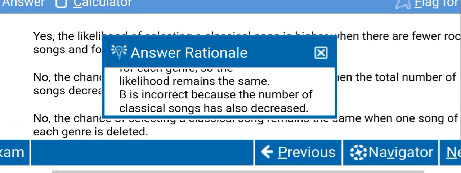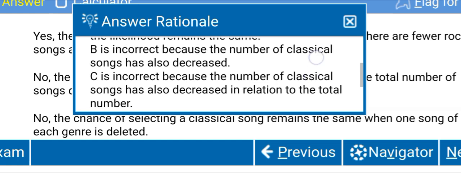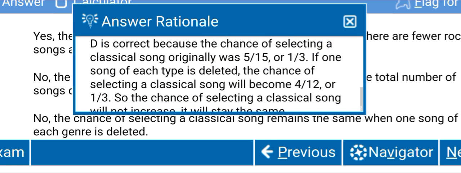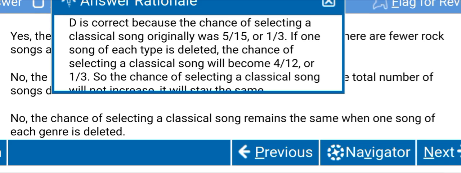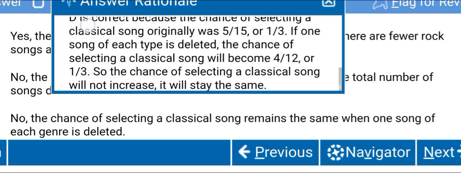Option D is correct because the chance of selecting a classical song originally was 5 by 15, or 1 by 3. So if one song of each type is deleted, the chance of selecting a classical song will become 4 by 12, or 1 by 3. So the chance of selecting a classical song will not increase.